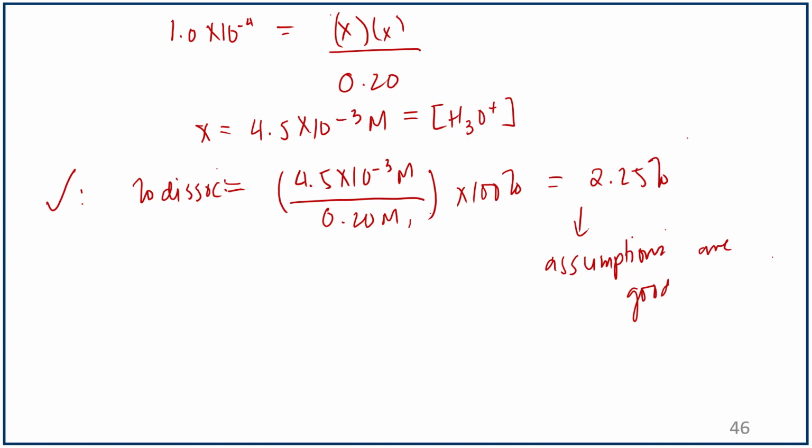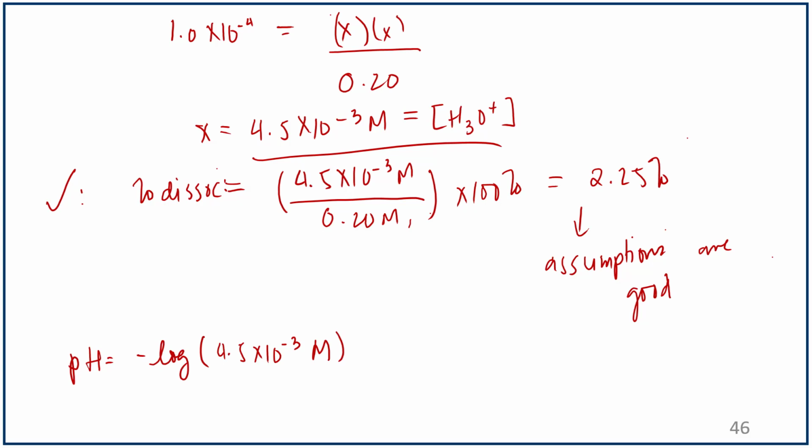And then now, since we have a concentration of hydronium ions, we can use this value to calculate for pH. So therefore pH is equal to negative log of that number, 4.5 times 10 to the minus 3 molar. And if you do the math, you will get 2.35 as pH. All right.